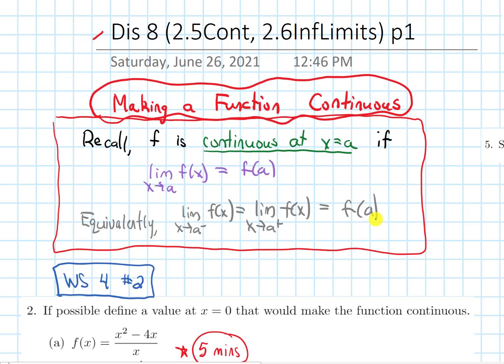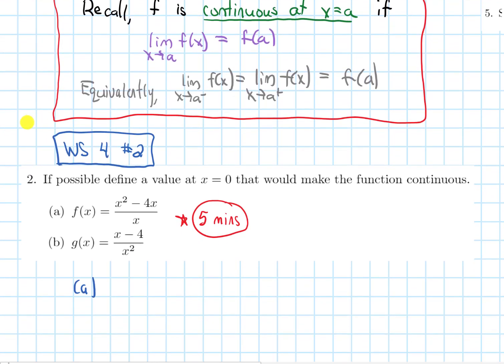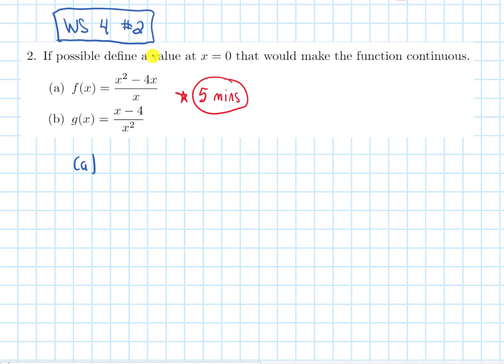All right, let's look at some practice problems. So this is from worksheet 4, problem number 2, and it says, if possible, define a value at x equals 0 that would make the function continuous. So I want to begin by giving you 5 minutes to try this problem. If you get done with part A in those 5 minutes, then move on to part B. 4, 3, 2, 1, pause the video, pause it for 5 minutes to try this question.